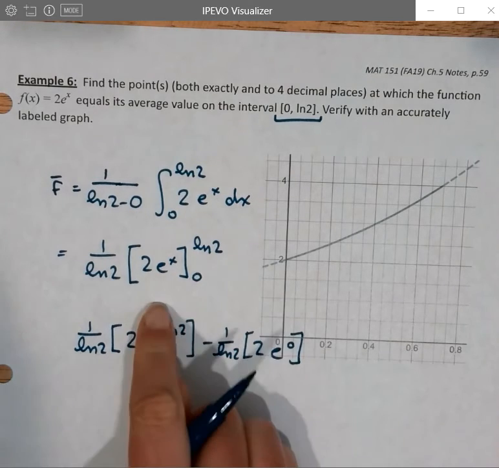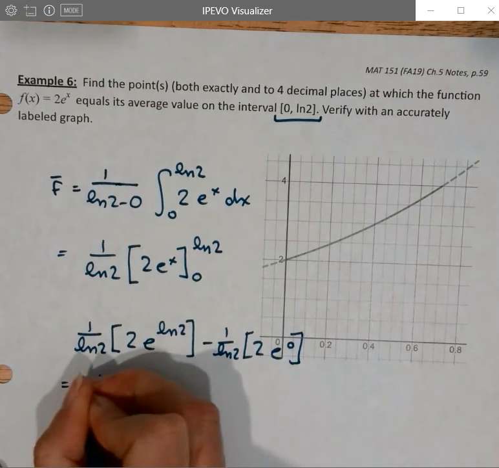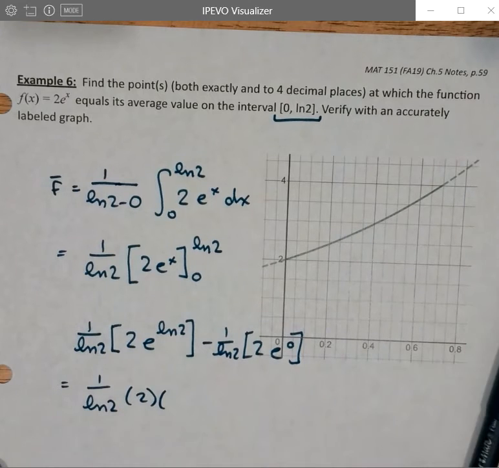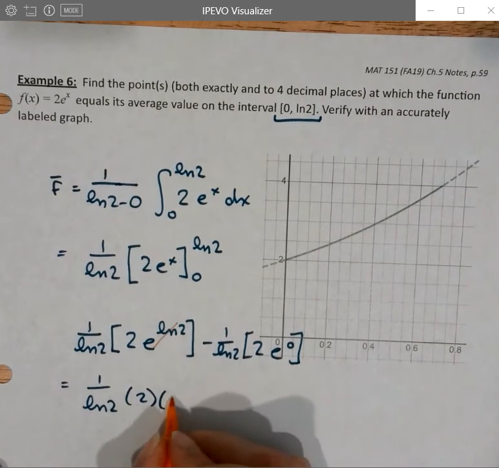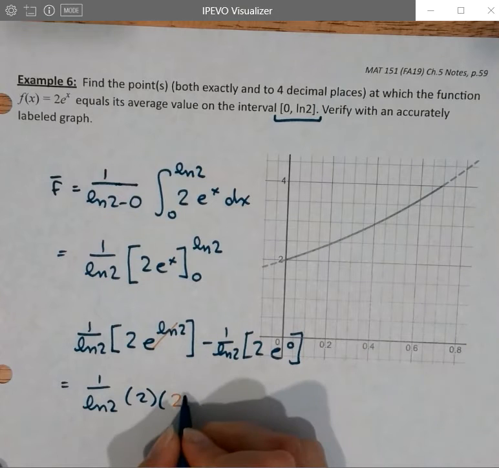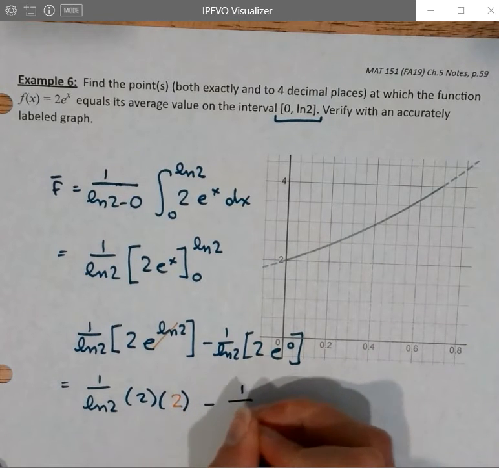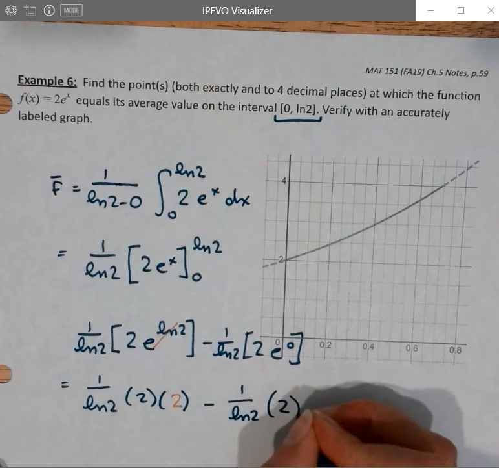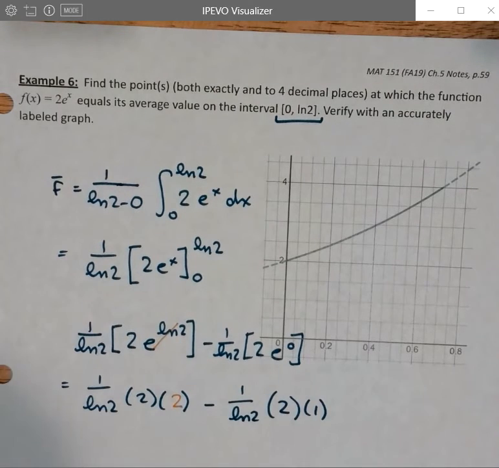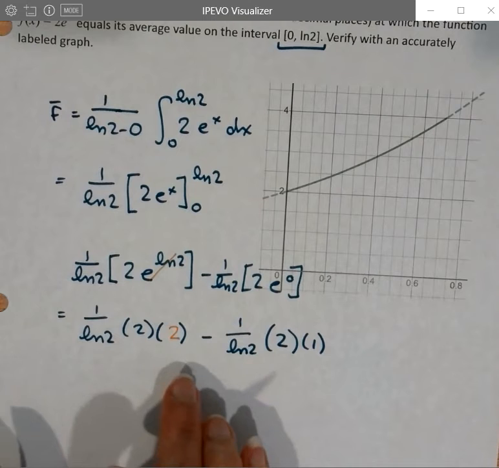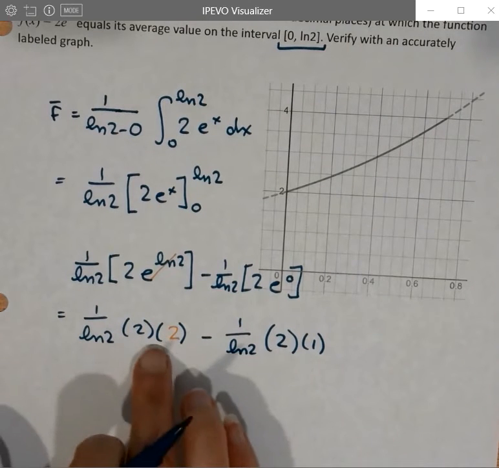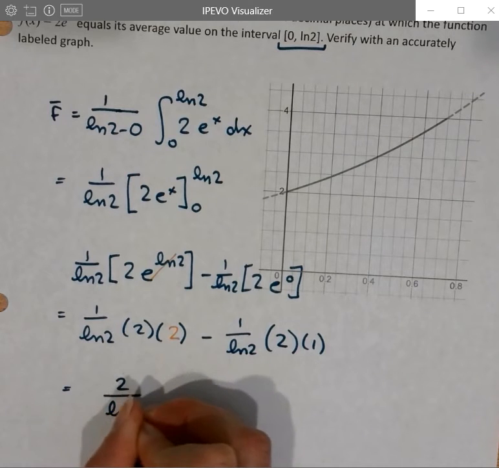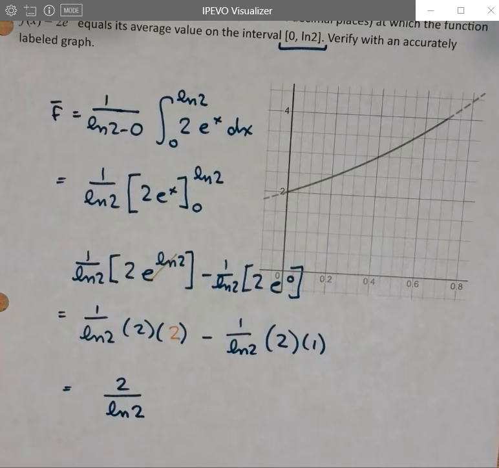So plug in the top bound, plug in the bottom bound. I have 1 over the natural log of 2 times 2 times e to the natural log of 2, which simplifies using inverses to give me 2, minus 1 over the natural log of 2 times 2, and e to the 0 is 1. Simplifying, I've got 1 over the natural log of 2, 4 of them here minus 2 of them here, so I end up with 2 over the natural log of 2. That would be the exact value.